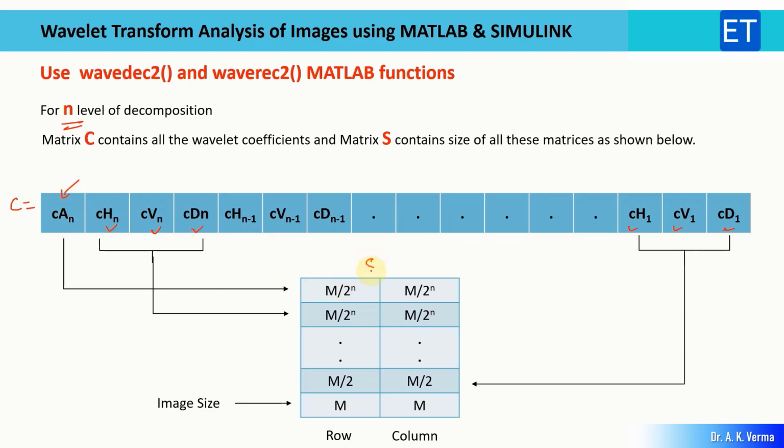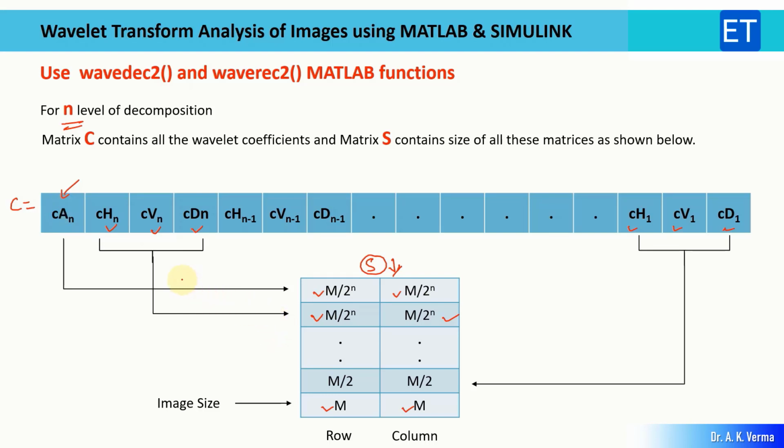And the last matrix is the approximation coefficient at level n. And this is your S matrix. In the S matrix, you can see that the first row from the bottom carries the image size, m by m, rows and columns. And then the second row carries the size of these three matrices, I mean CD1, CV1 and CH1, which is obviously m by 2 after the first level. And at the nth level, obviously the size will become m upon 2 power n, m upon 2 power n. And CAn will also be of the same size, m upon 2 power n. So this is the S matrix and this is our C matrix.